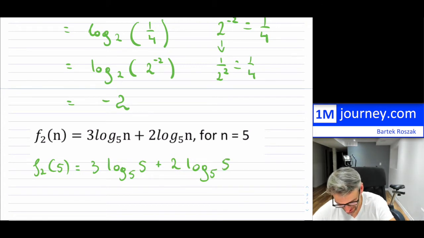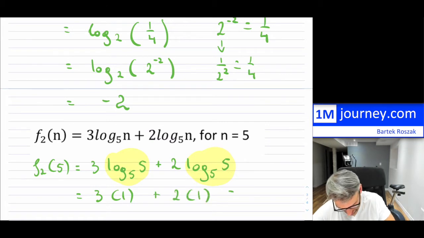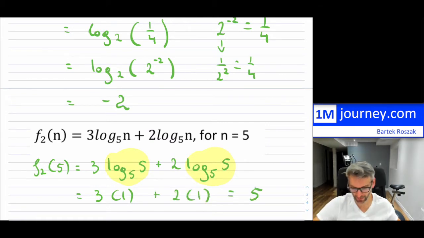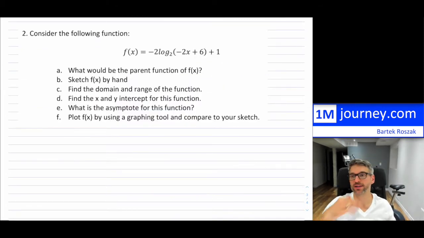Okay, well then this isn't bad. This right here equals 1, and this equals 1. That's from the log properties. This is just 3 times 1 plus 2 times 1, which is going to be 5. There you have it. So that's question 1. Let's take a look at question 2. So here's that question. That's a long one.